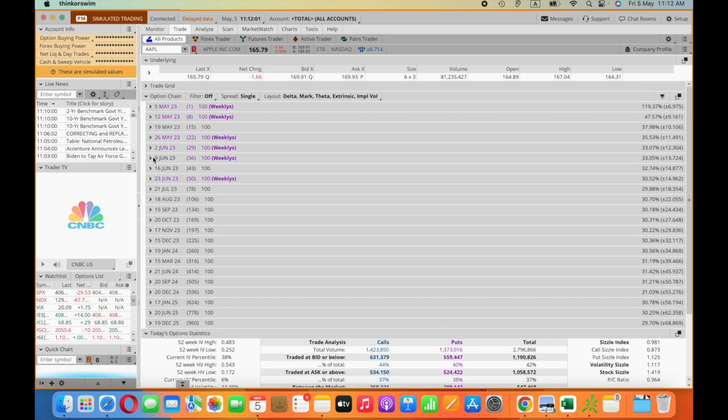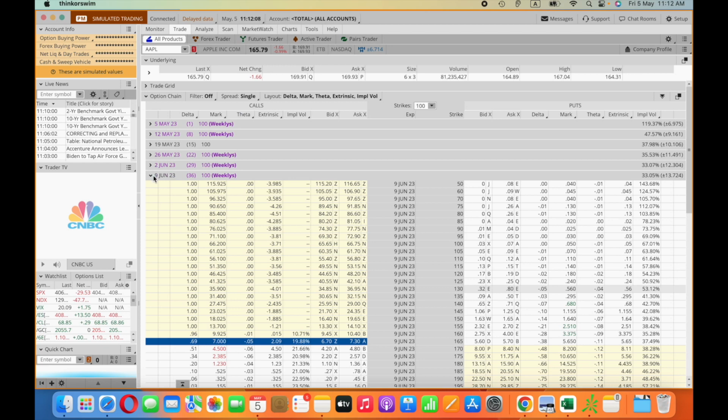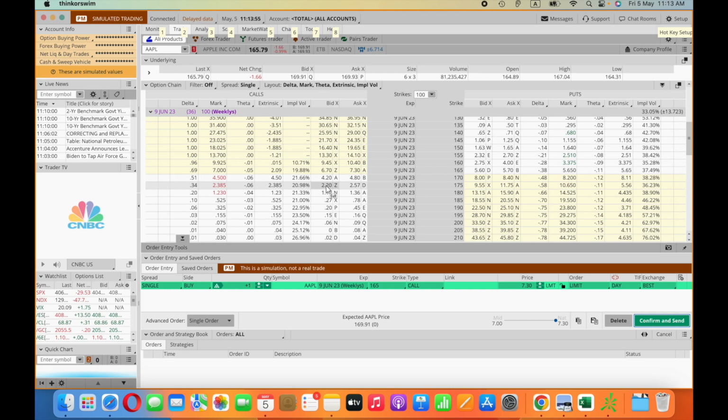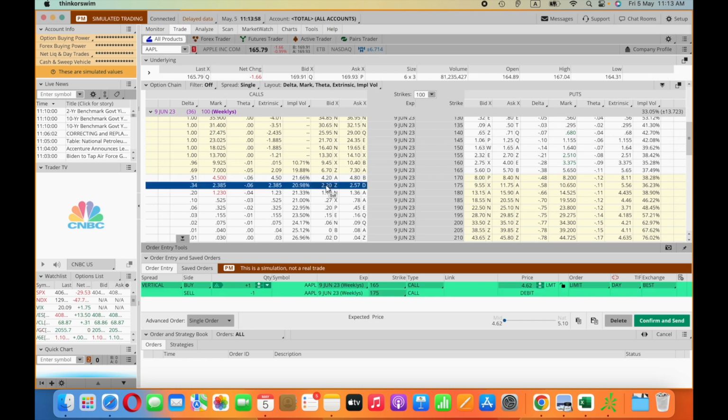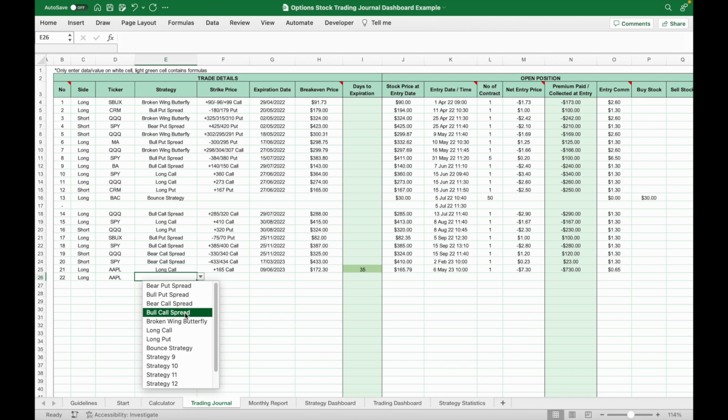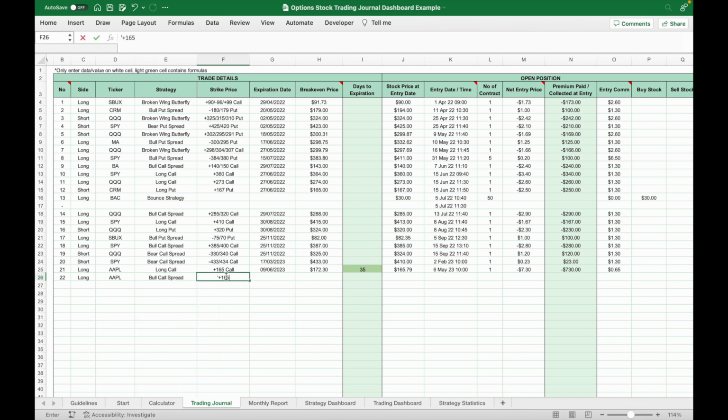Same as the example before, go to the date of expiration you wish to trade. In this case, I will choose 9th of June. Instead of buying a single call option, at the same time, I also sell a call option at the target strike price, which creates a call spread. As you can see, I'm paying less for this trade. So in the trading journal, input the trade number, select the side, input the ticker, select your strategy from the drop-down list. In this case, bull call spread, 165 call. At the same time, I'm selling 175 call option.